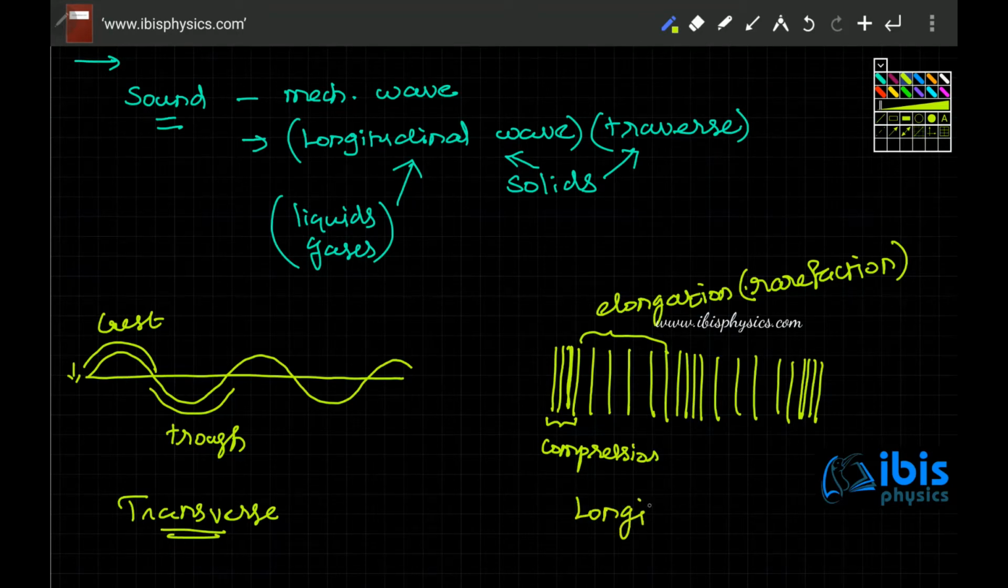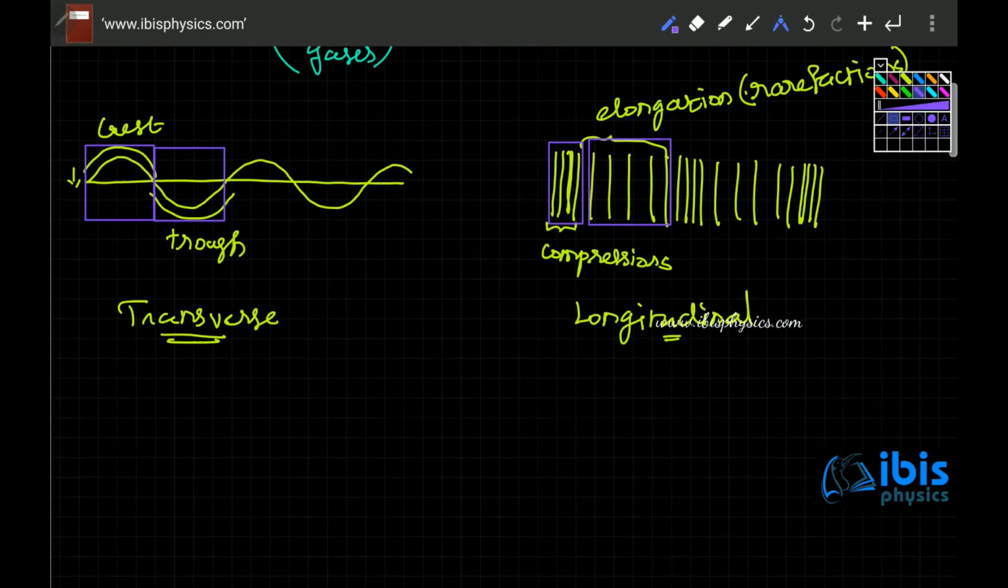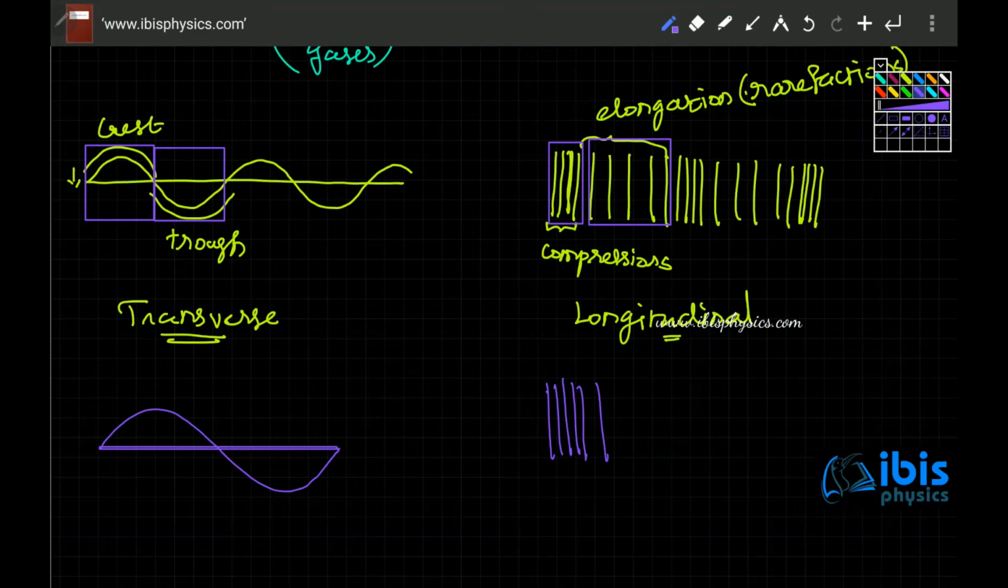Longitudinal waves travel in the form of compressions and rarefactions. So one compression plus one rarefaction. Suppose you take this: this is one compression, this is one rarefaction. Together, one compression and rarefaction is called one wave. Here this is crest and this is trough. Together it is one wave. So one transverse wave is like this. One longitudinal wave is one compression plus one rarefaction. So this is one wave.